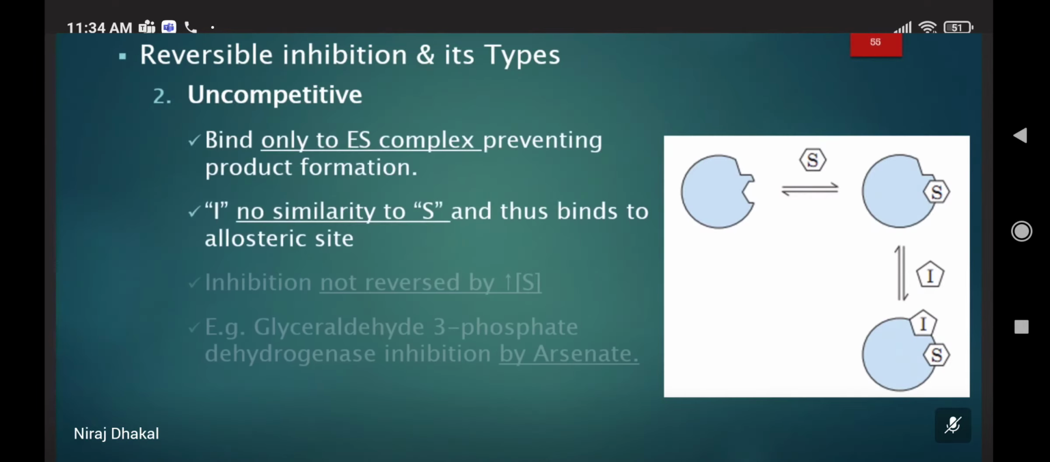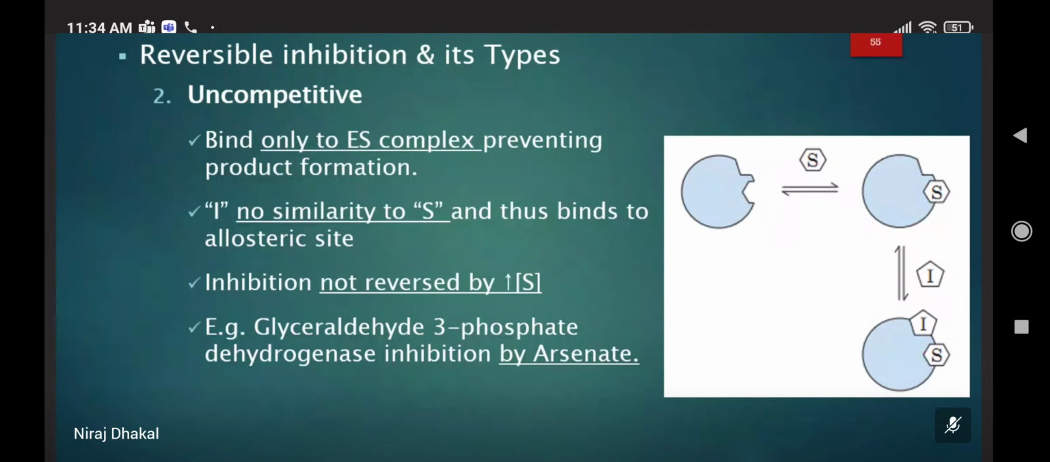Another is uncompetitive inhibitor. Although this inhibition is very rare in the biological system, there are certain conditions where uncompetitive inhibition also works. So the inhibitor will bind only to the enzyme substrate complex, preventing product formation. This one is enzyme, this one is substrate, and this one is the active site.